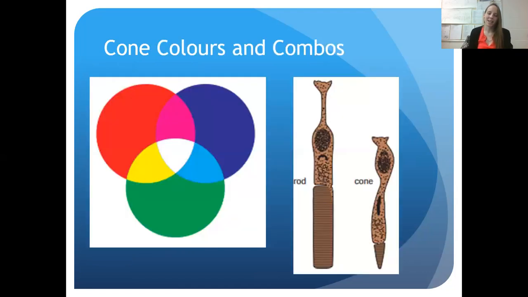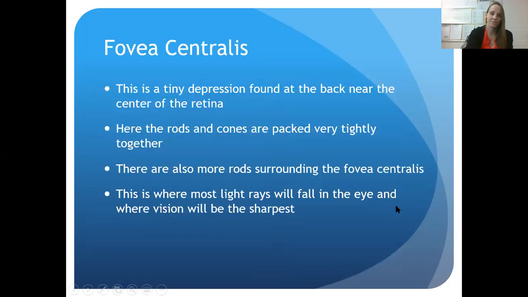So this is how we get our different colors. So we have the red, blue, and green cones. If all of them are stimulated, you get the white light. If you just have the red and the green stimulated, you get yellow light. So rods, those are the ones that are for low light conditions. Cones, those are your color vision.